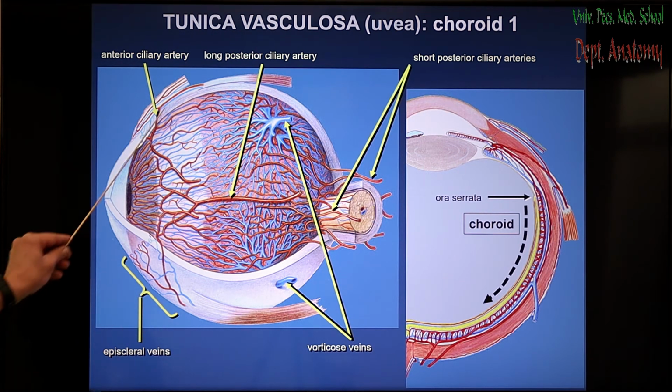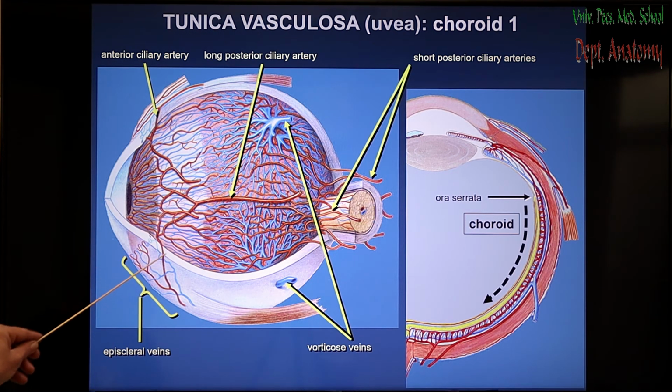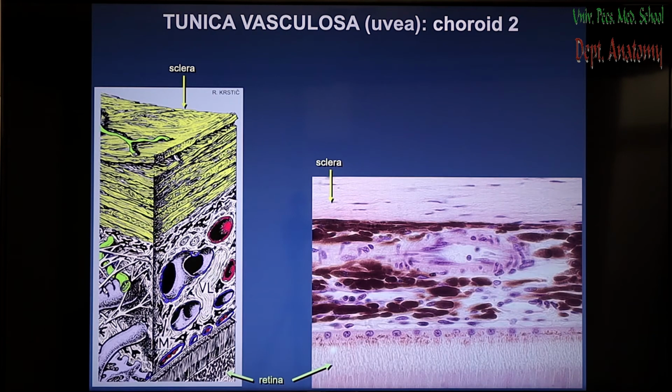Also there are veins collecting blood from the anterior part of the tunica vasculosa, and these pierce anteriorly the sclera and join episcleral veins. So these are practically the holes on the sclera through which the vessels enter. Again, an illustration from Professor Kirstich shows part of the sclera here, as well as part of the retina here. So that is outer, this is inner aspect of the small piece of the complete eye wall, and we should concentrate on this one because that corresponds to the tunica vasculosa.